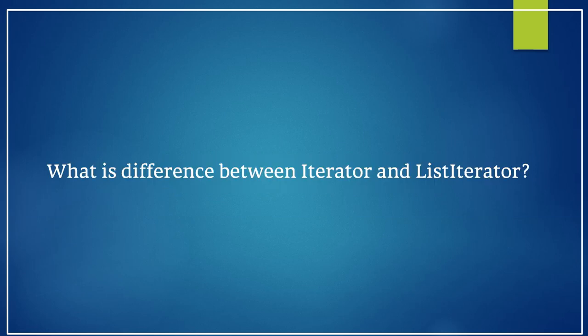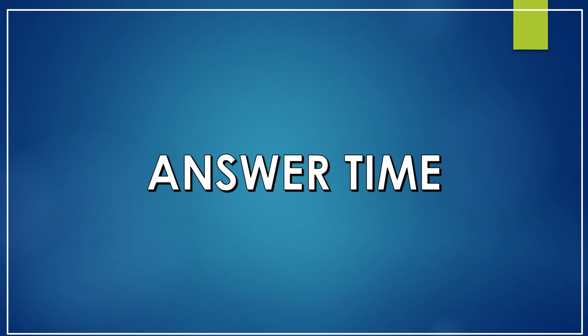What is the difference between iterator and list iterator? Iterator can move only in the forward direction. Iterator traverses the framework only in the forward direction. A list iterator can traverse the data structure in both the forward as well as backward direction.